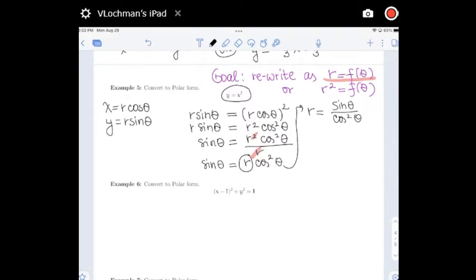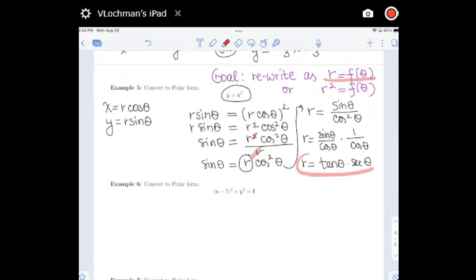Okay, but what is that? So this is r is equal to sine theta over cosine theta times 1 over cosine theta. Okay, let's see. What's sine over cosine? We know that. That's tangent. And what's 1 over cosine? That's secant. Okay, so your final answer here is done.